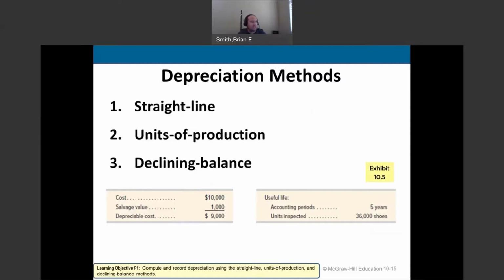We see our cost is $10,000. Our salvage value is $1,000. So we're only going to be able to depreciate $9,000 of this cost. We expect this to last for 5 years, and we expect that we're going to make 36,000 shoes with this piece of equipment that we purchased.